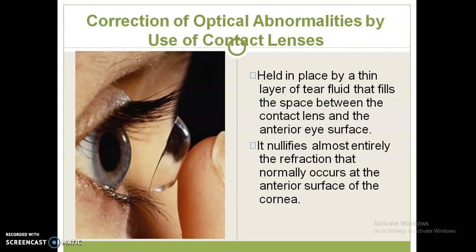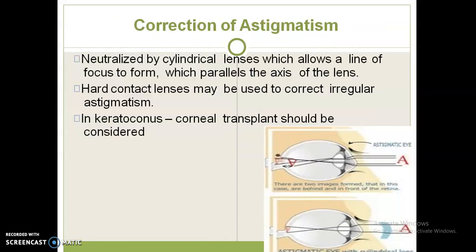Then correction of the optical abnormalities by use of contact lenses, which are held in place by a thin layer of tear fluid that fills the space between the contact lens and the anterior eye surface. It nullifies almost entirely the refraction that normally occurs at the anterior surface of the cornea, and it helps to give correct vision. We will be using the correct lenses for the particular problem, and we can easily correct this.